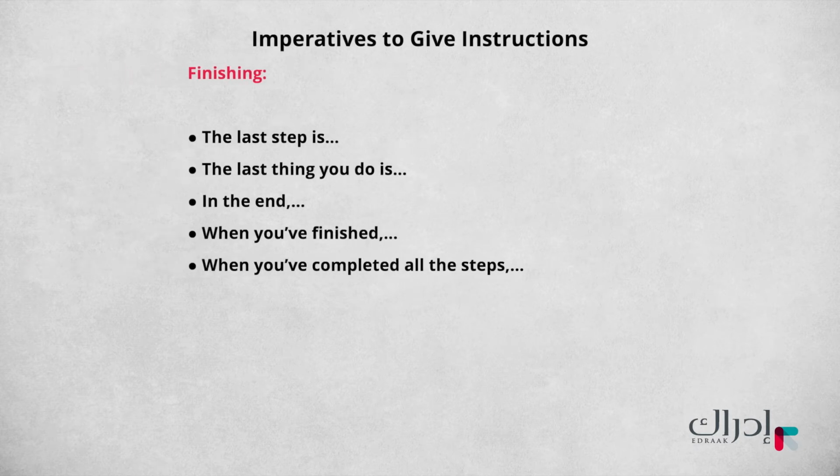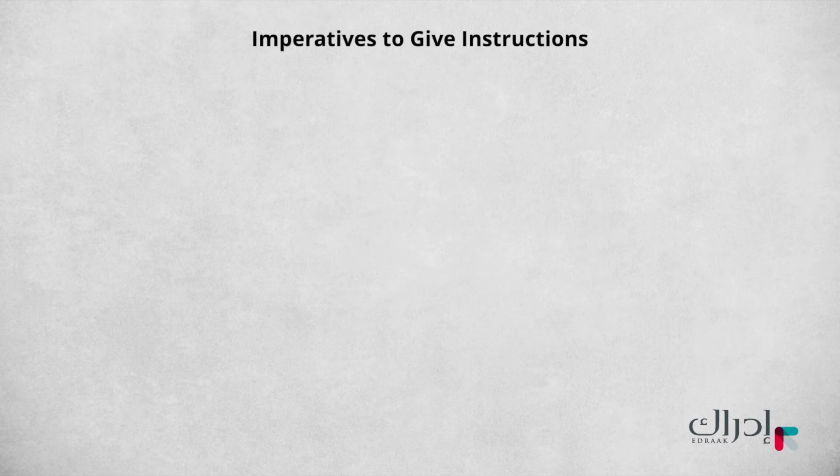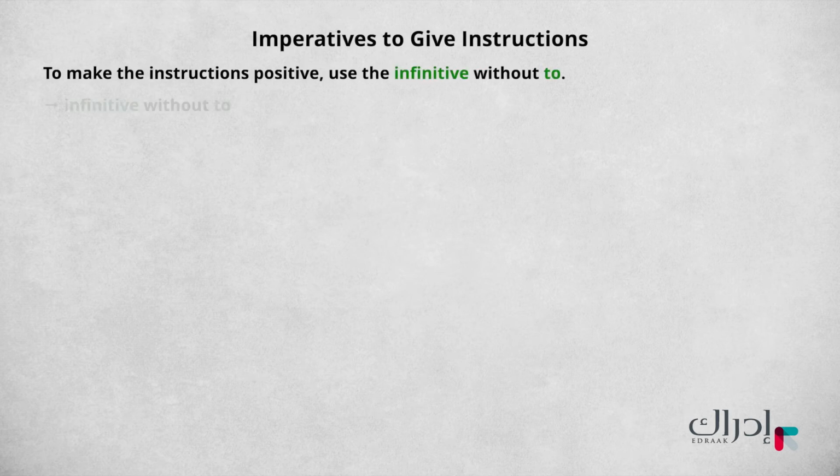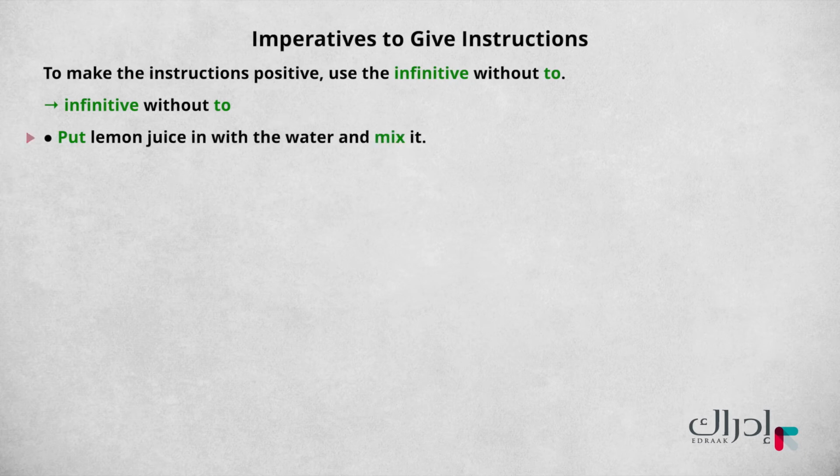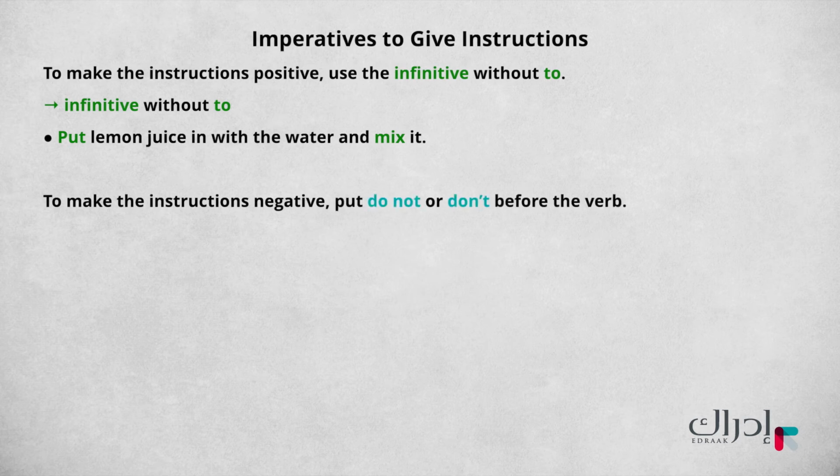Now, let's look at using the imperative to give positive or negative instructions. To make the instructions positive, use the infinitive without to. Put lemon juice in with the water and mix it. To make the instructions negative, put do not or don't before the verb. Don't forget to roll out the pizza dough.